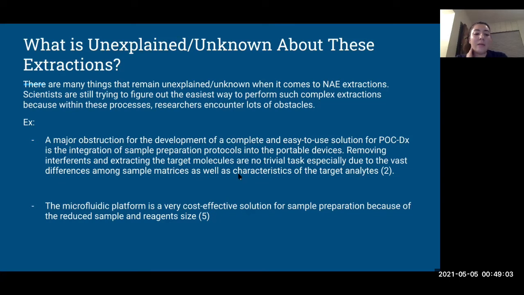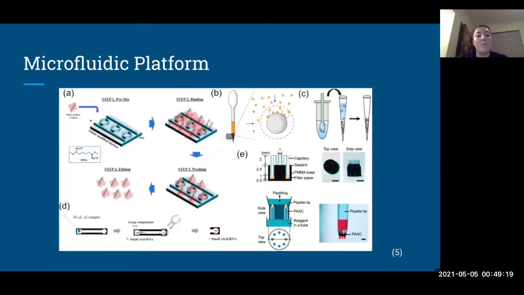The second one is that the microfluidic platform is a very cost-effective solution for sample preparation because of the reduced sample and reagent size. This is the microfluidic platform, and as you can see, it is very complex, but what they were talking about was that, notice how in step D, there's just a little sample being used, so this can come off as very costly. And we also have to take into consideration that sometimes we don't even yield a lot of results.